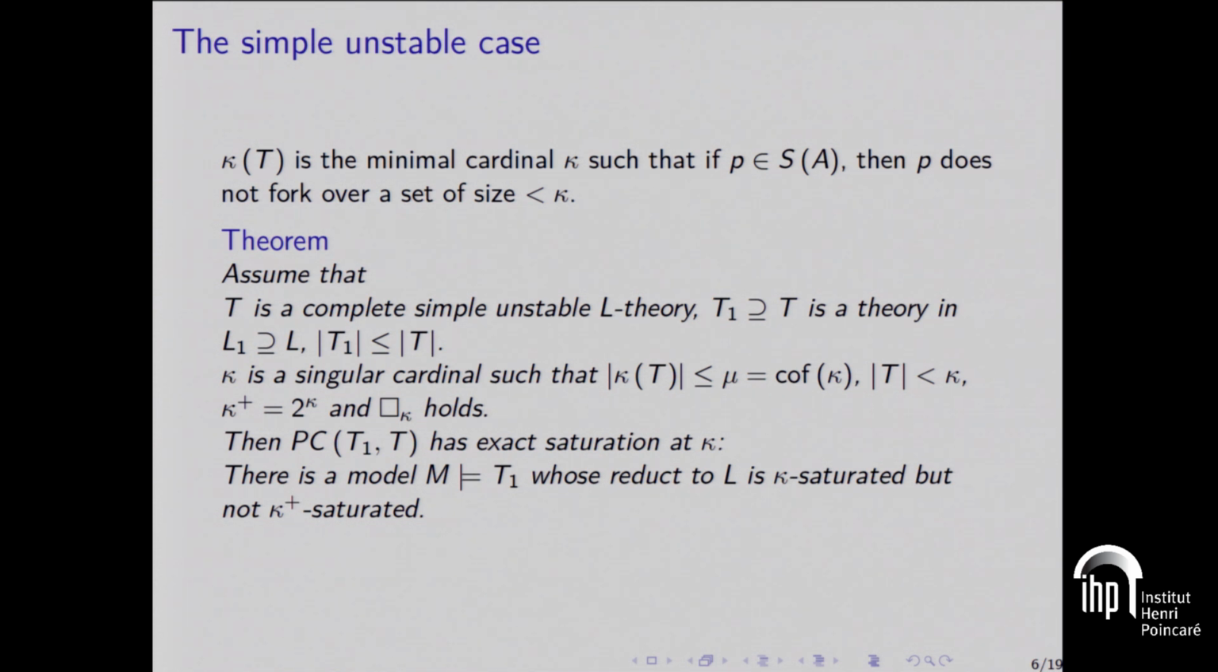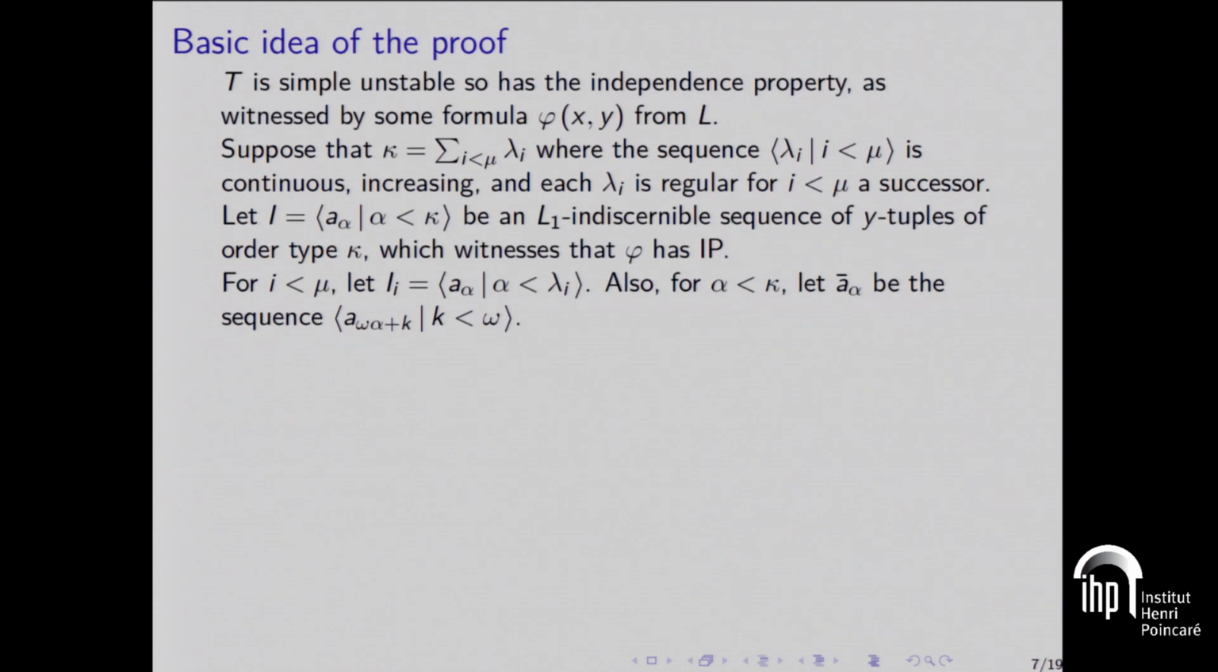It says if you're simple and unstable, then for any extension of the theory you can have models which are saturated in the reduct, but not saturated, exactly saturated. Okay. So let me maybe say something about the idea of the proof so you can get a feeling of it. So T is simple and unstable, so it has the independence property, and this is witnessed by some formula phi of x, y.